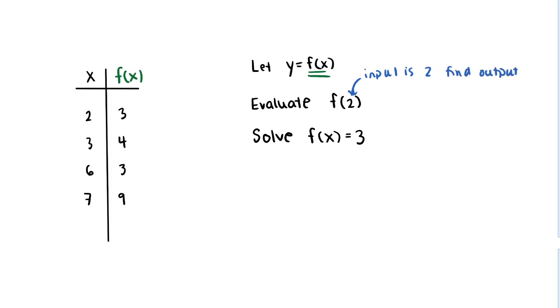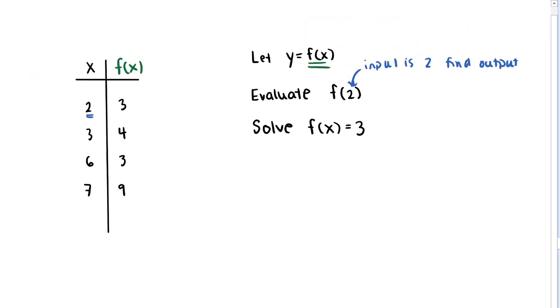Right, and so here we have an input of 2 in this first ordered pair. And so our output is this value 3. Right, so here f of 2 is equal to 3. And then our next statement says, okay, solve f of x is equal to 3. We're saying our output is equal to 3. Find the corresponding inputs.